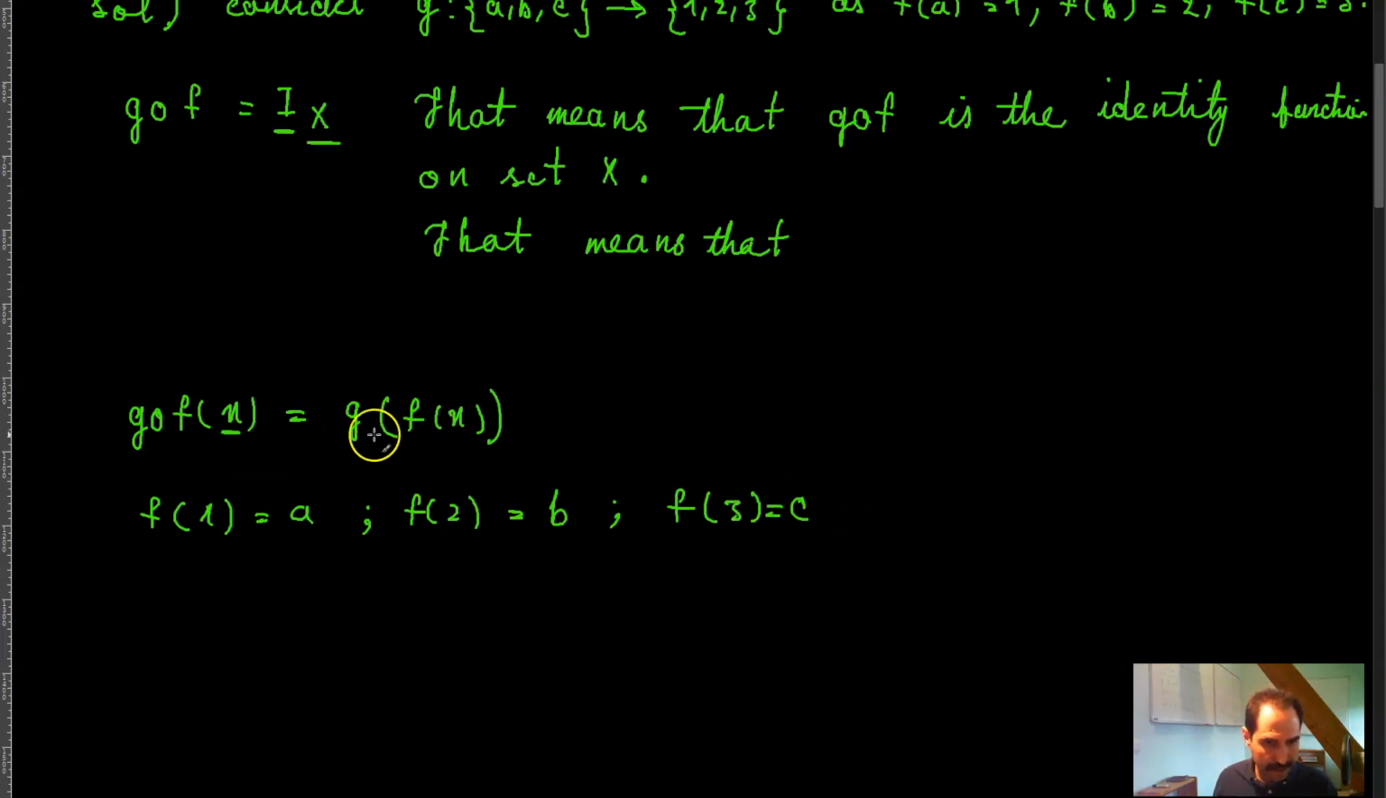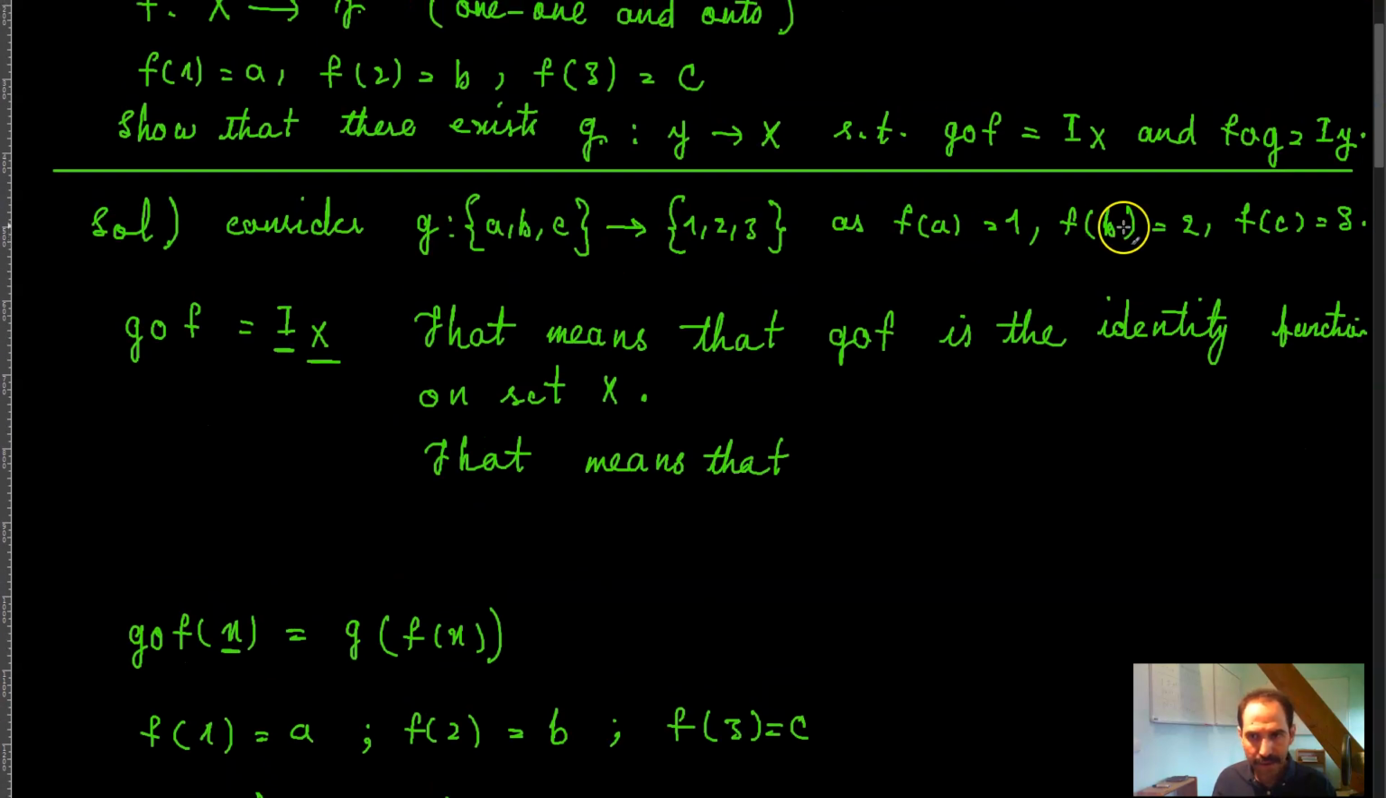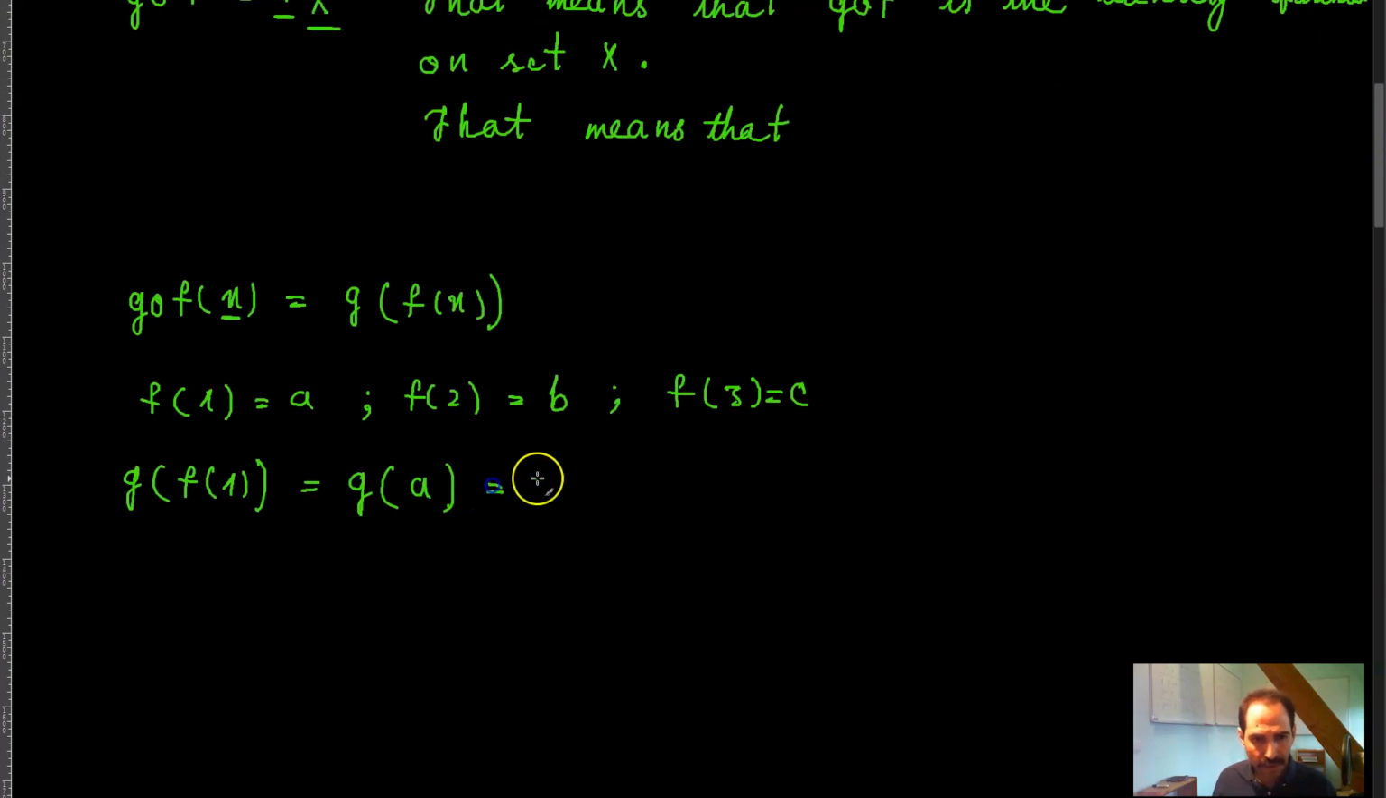And basically then, if I calculate g of f of 1, for example, since f of 1 is equal to a, then g of f of 1 is equal to g of a. And then what function g does is that, and these are actually supposed to be g's, I apologize for that. So g of a is equal to 1, right? g of a is equal to 1. That means that g of f of 1 is equal to 1.